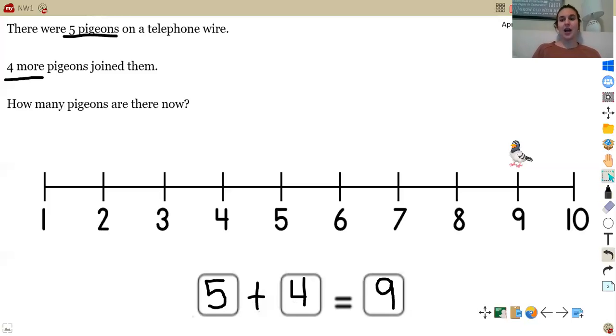Let's go ahead and look at that on our number line again. So I'm going to move my pigeon back. 5 pigeons, and 1, 2, 3, 4 now equals 9 pigeons. So 5 and 1, 2, 3, 4 more equals 9. Great job.